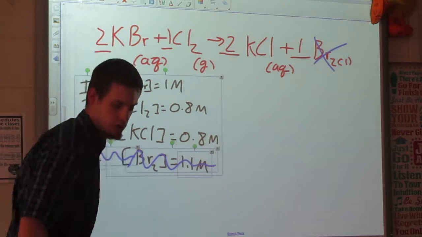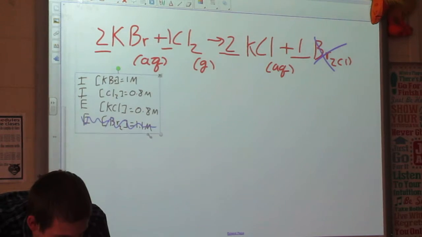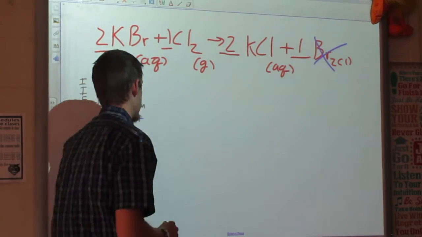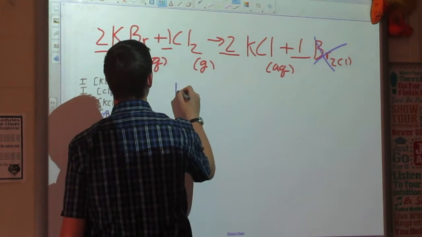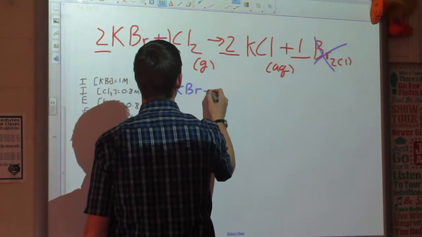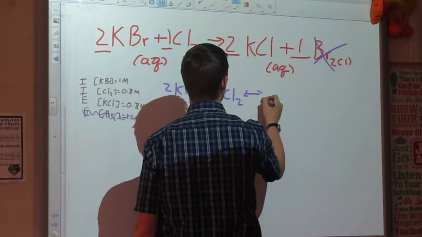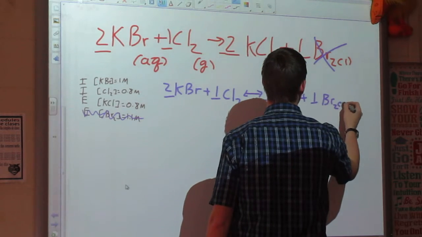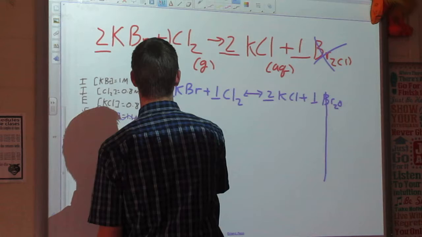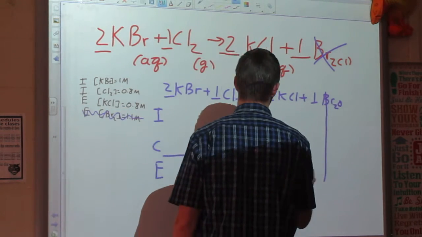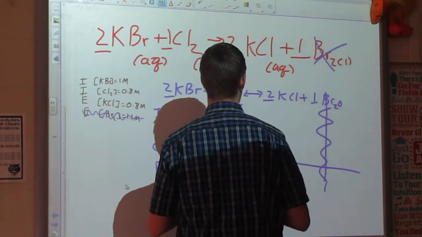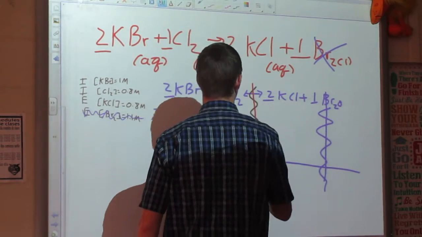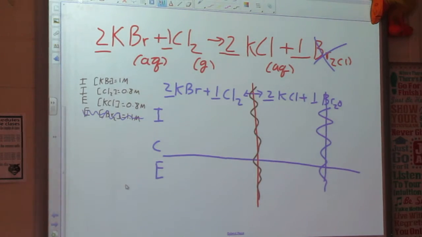So, if you allow me, I'm going to shrink these a little bit so we have room to do an ice diagram on this page. So, ice diagram. KBr plus Cl2 to KCl plus 1 Br2. Again, this one doesn't count. ICE. That one's dead. That's my line. And we can start plugging things in. I'll pause for a second to give you an opportunity to pause the video or to catch up writing.